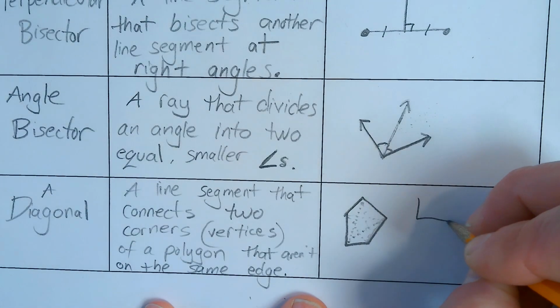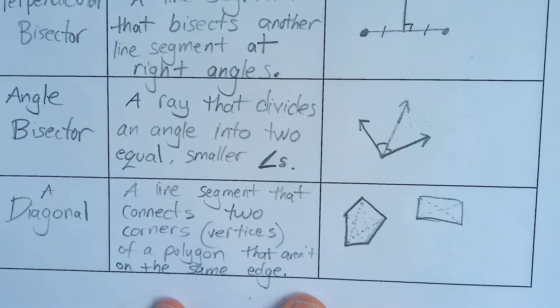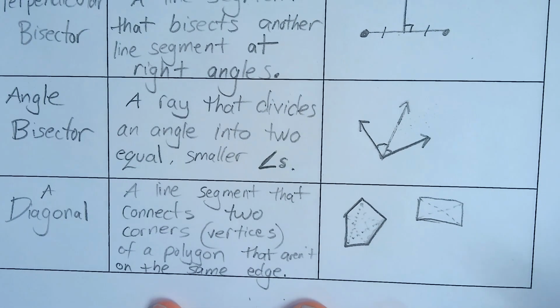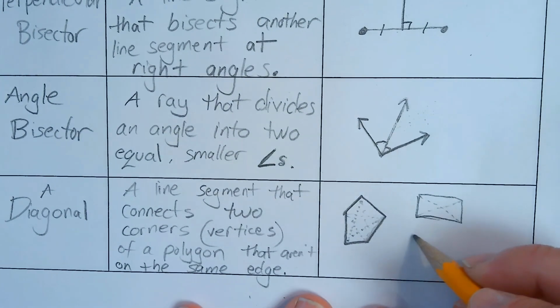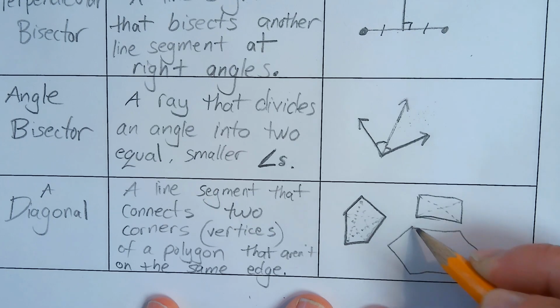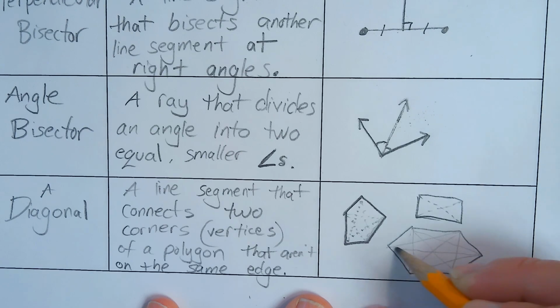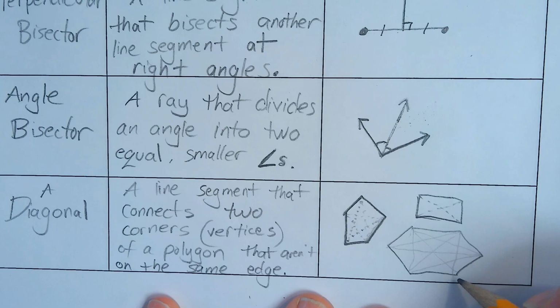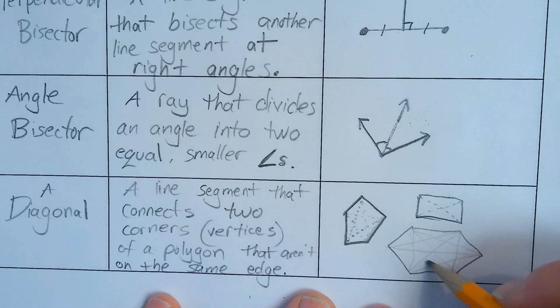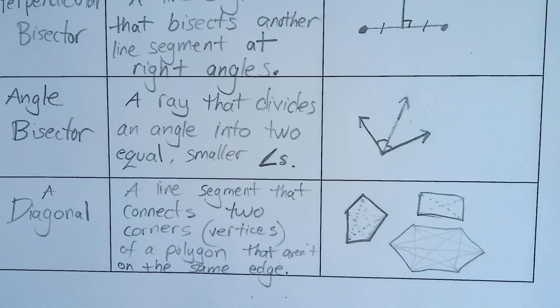A square is a little bit more, or even a rectangle. There's just two. Of course, a triangle has none, because all the corners are already connected. Let me see if I can do a hexagon. Man, my hexagon's really... I'm sure this is very thrilling content. What? This one's missing one. Yeah, there we go. A hexagon and all its diagonals.